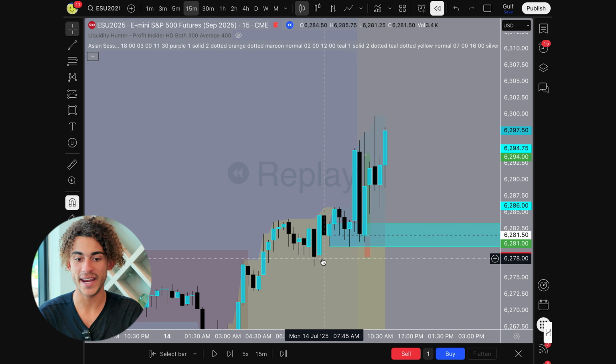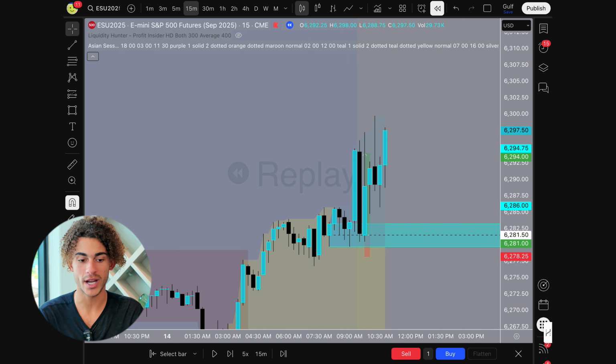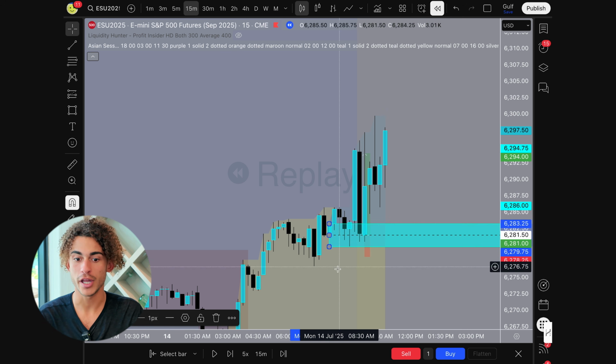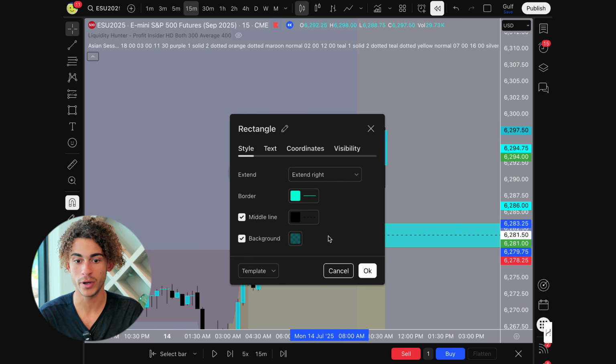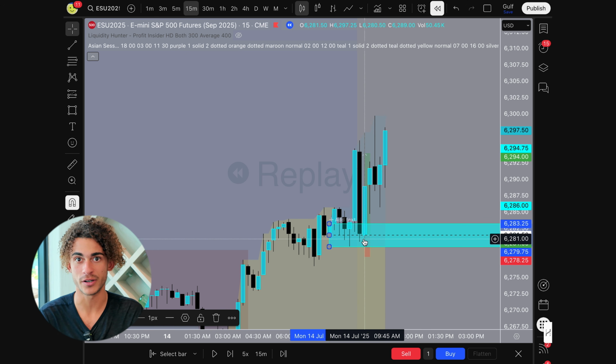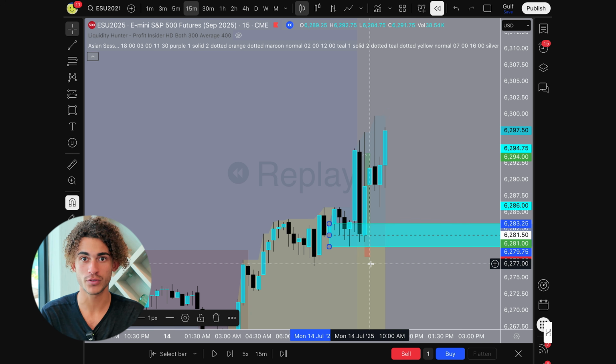We are going to go to 8 a.m. Eastern Standard Time, and we're going to use the rectangle tool on TradingView, and we're going to mark out the entire candle. So just like this, from top to bottom, it should look just like that. And if you want to have the midpoint, all you have to do is double click on that rectangle and then check this little middle line box. The midpoint just makes it so our trades are a little bit more accurate, like you guys can see right here. I'll show you guys exactly what the midpoint is used for very shortly.